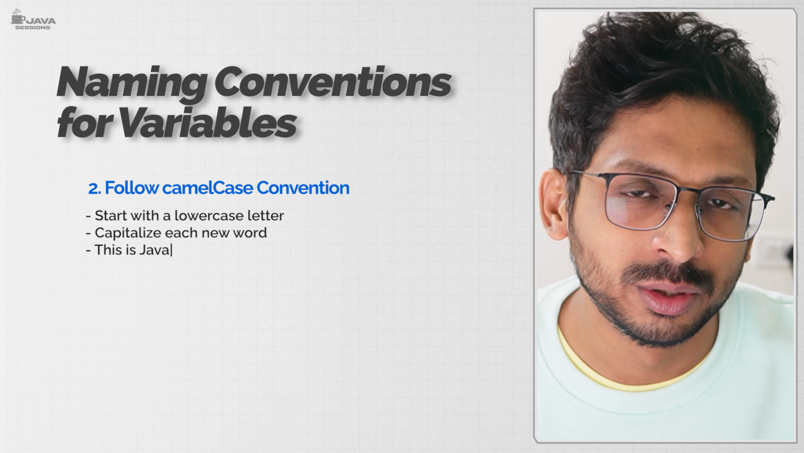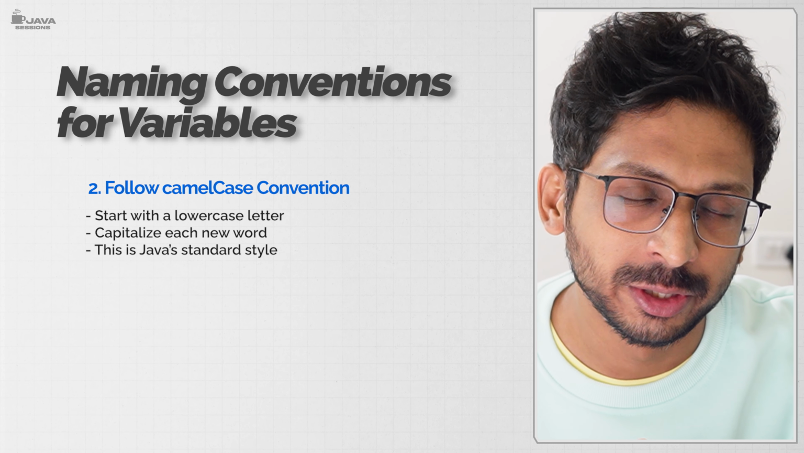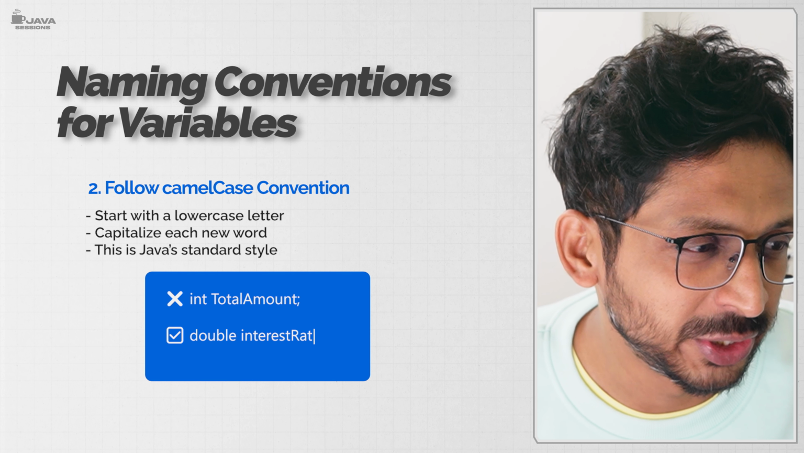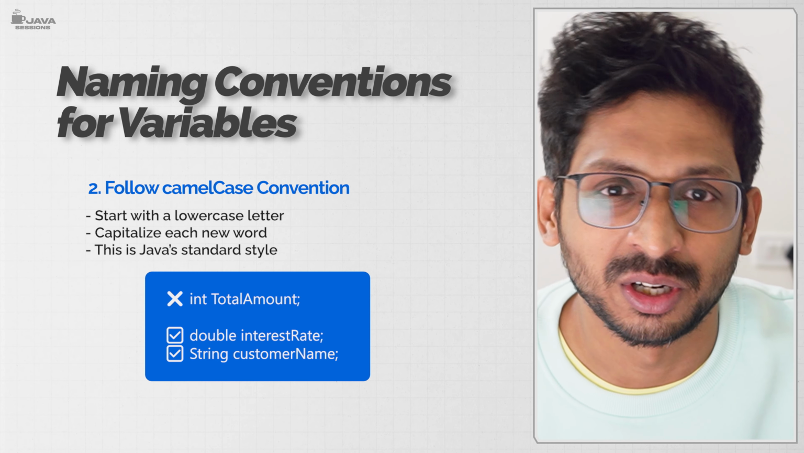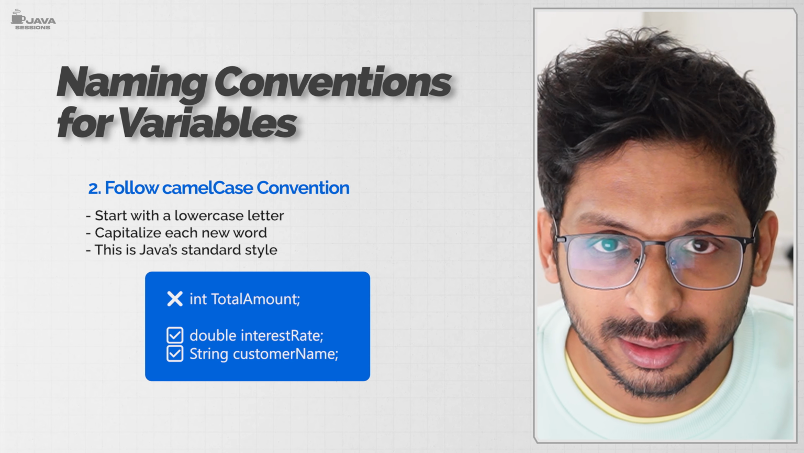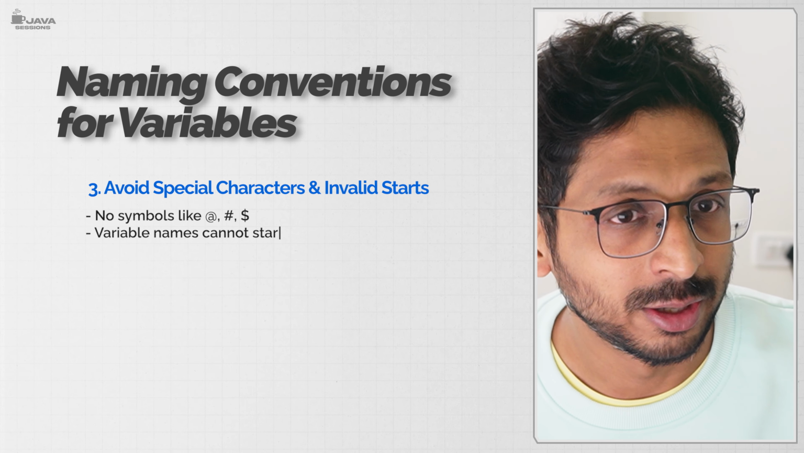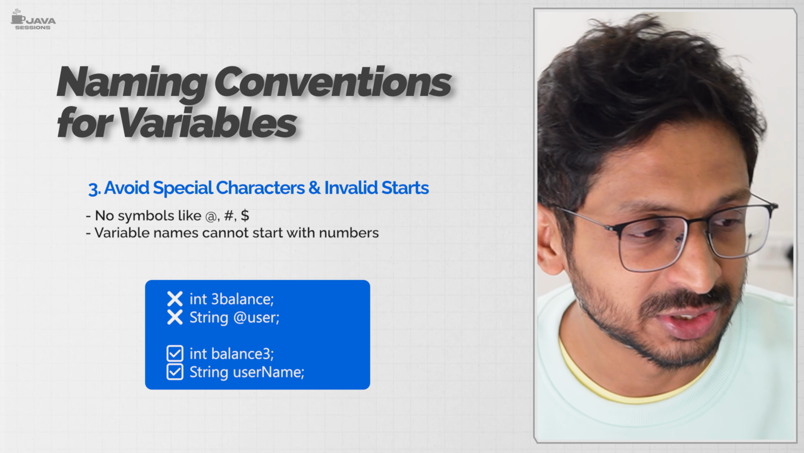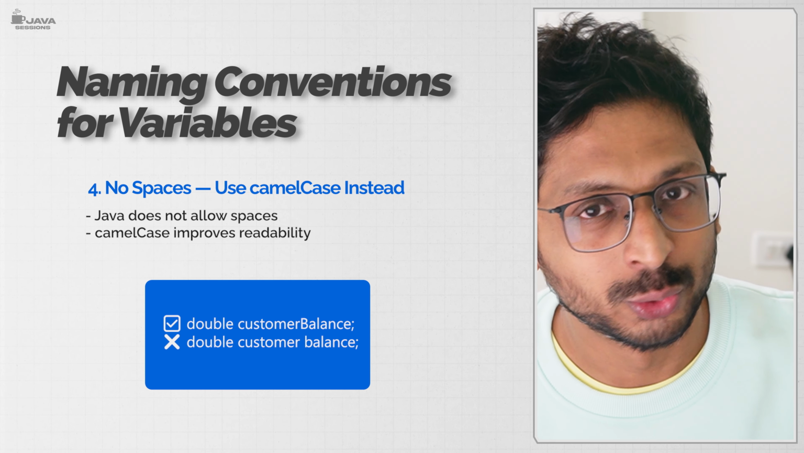That is, the first word in your variable starts with a lowercase and the subsequent words in that variable name are going to start with the uppercase. For example, here interestRate and String customerAddress. Avoid using uppercase while starting the variable name. That is not the standard naming convention. Avoid using special characters in your variable names, and avoid starting your variable names with a number. That is not a standard convention. Do not include spaces in your variable name. That is going to throw you an error.